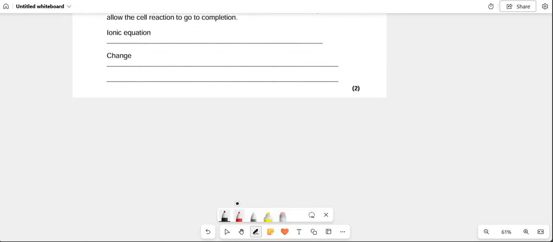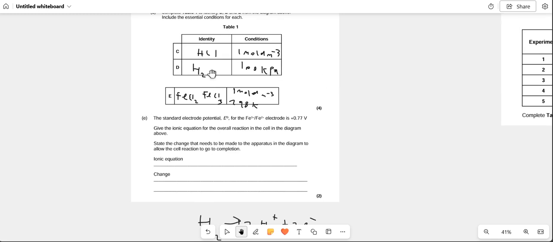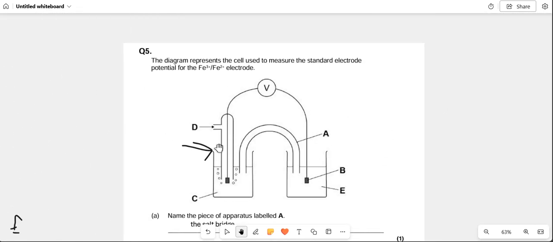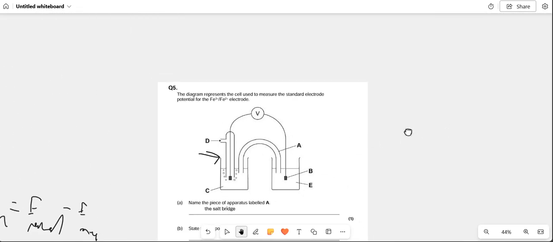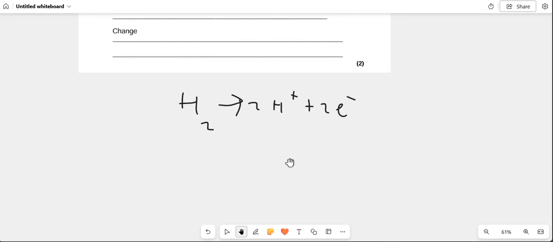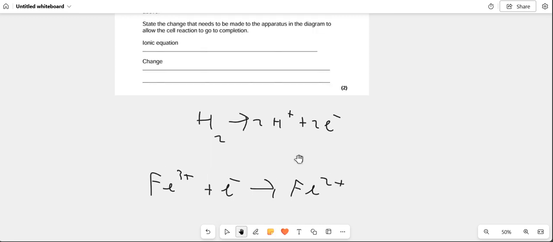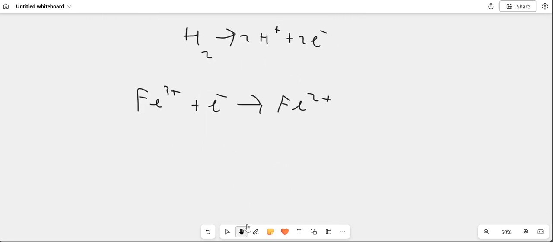So therefore, we've got hydrogen here, H2 gas, which is going to split into 2H plus and 2e minus. I don't know if it tells you that, but that's obvious. That's the whole point here: the H2 gas is going to turn into H plus, and to balance it you need the 2e minus. Now Fe3 plus is going to be reduced, so it attaches 1 electron to get to Fe2 plus.